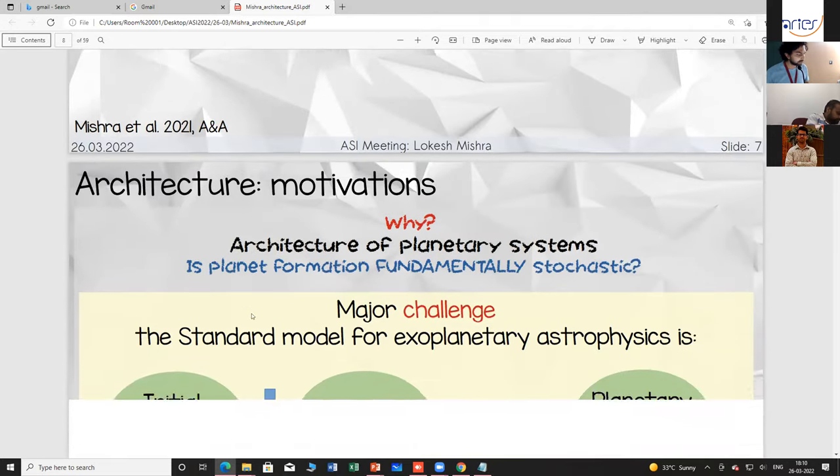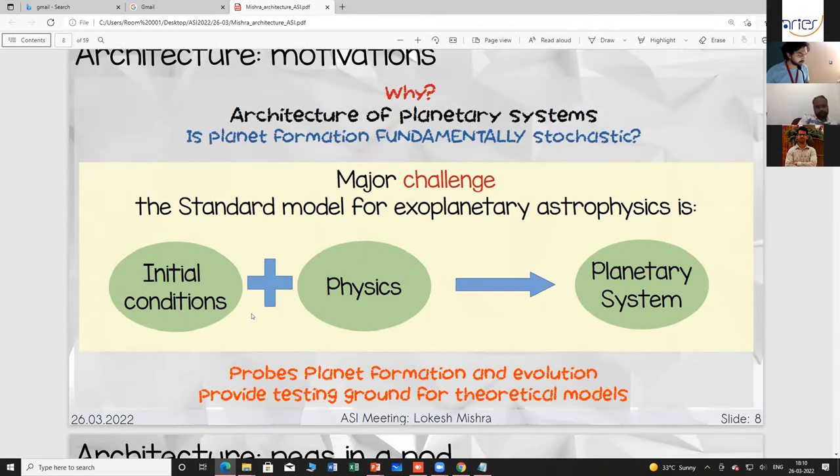Given this definition, maybe I should also motivate why I am interested in studying architecture. When I started in this field, one of the big problems that people thought was very difficult to solve or answer was, how do we take an initial condition and our understanding of physics, and join these two to understand what we see in nature today?